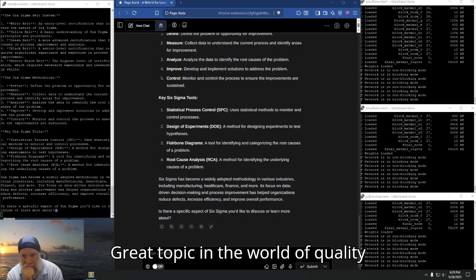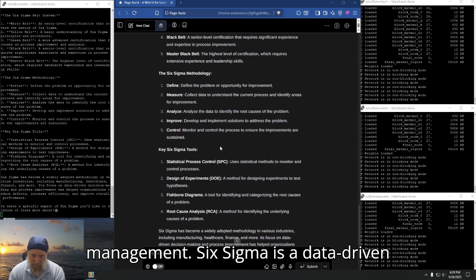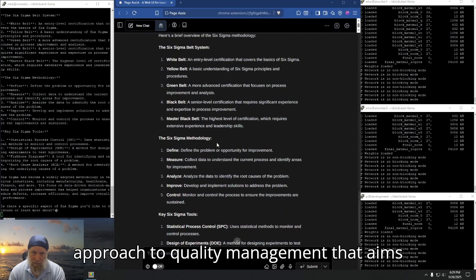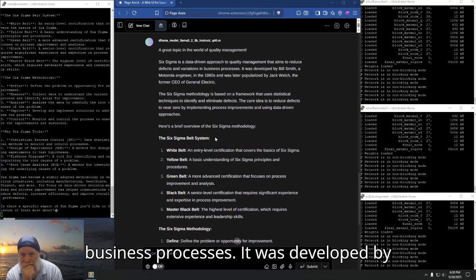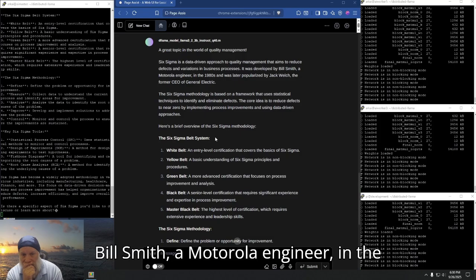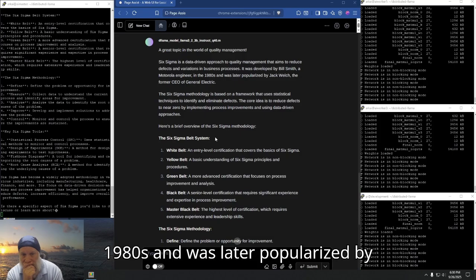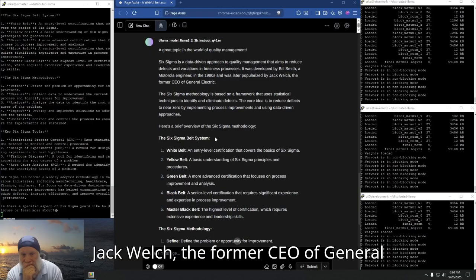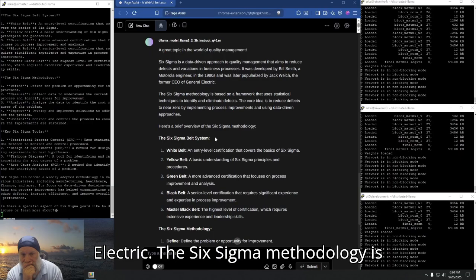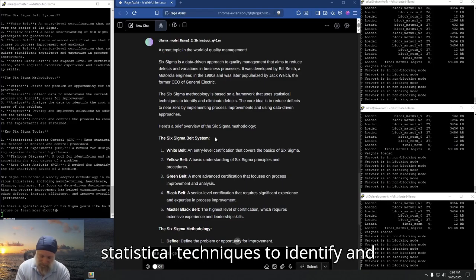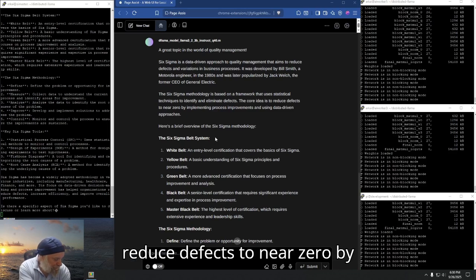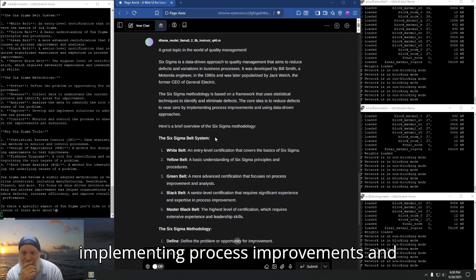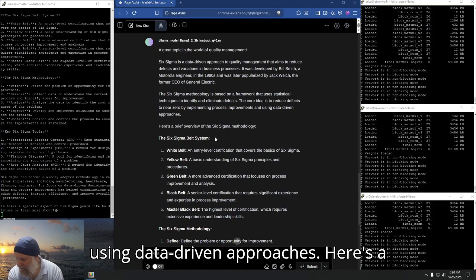Great topic in the world of quality management. Six Sigma is a data-driven approach to quality management that aims to reduce defects and variations in business processes. It was developed by Bill Smith, a Motorola engineer, in the 1980s and was later popularized by Jack Welch, the former CEO of General Electric. The Six Sigma methodology is based on a framework that uses statistical techniques to identify and eliminate defects. The core idea is to reduce defects to near zero by implementing process improvements and using data-driven approaches.